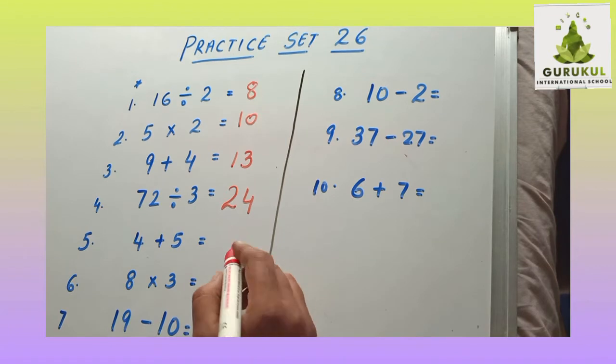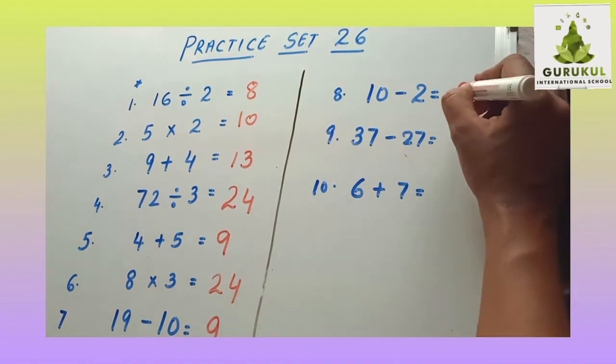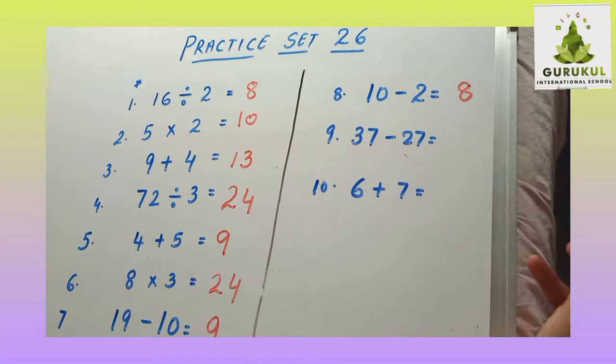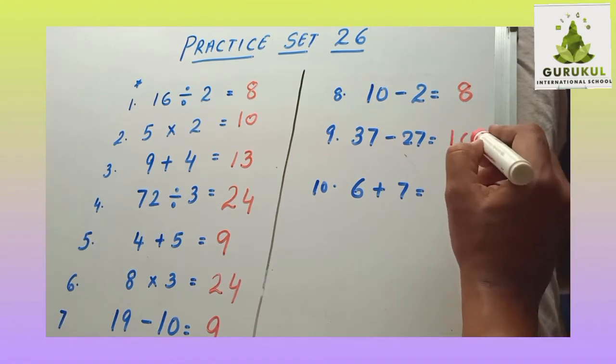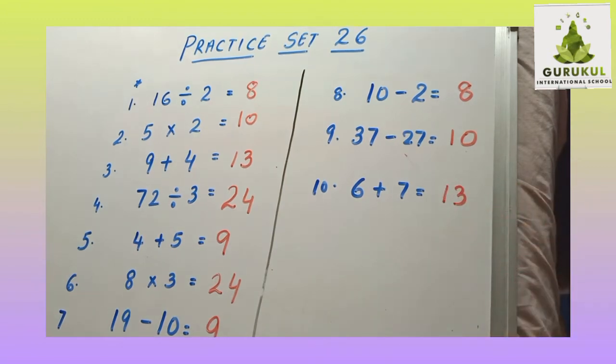Now 4 plus 5 is 9. 8 times 3 is 24. Copy down all these numbers. 19 minus 10 is 9. Now 10 minus 2 is 8 here. 37 minus 27 is 10 here. 6 plus 7 is 13 here. So copy down this much. First you have to write the answers for all these mathematical operations with numbers. Complete this fast.